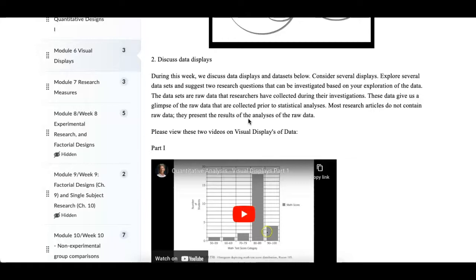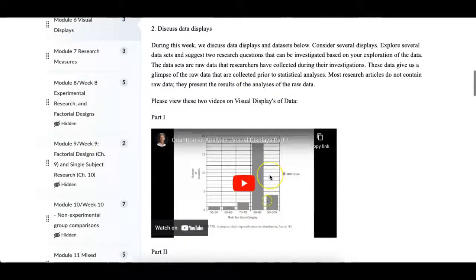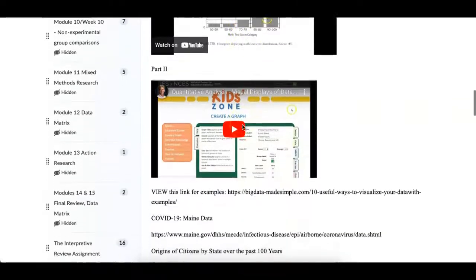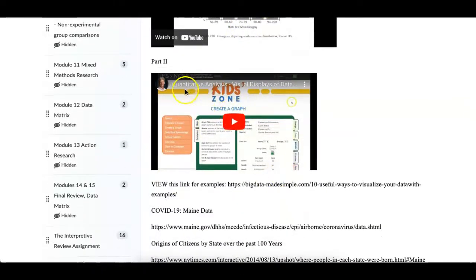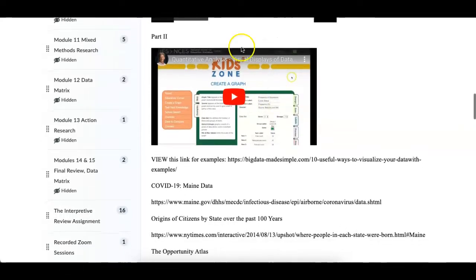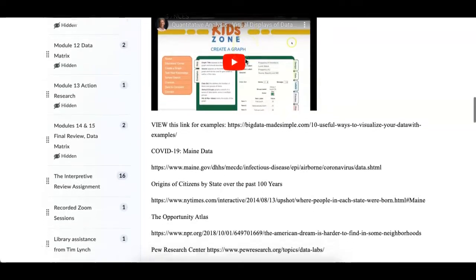It's not a huge commitment on your part, but it is an assignment, and I believe it's worth 10 points in this course. So there are 2 videos I'd like you to watch, part 1, part 2. They're both on visual displays. The second one gets into how to use, it says kid zones, but it's an excellent way to create a graph. People that use Excel, you probably know how to do this inside and out at this point, but I suggest you take a look at both of those videos.